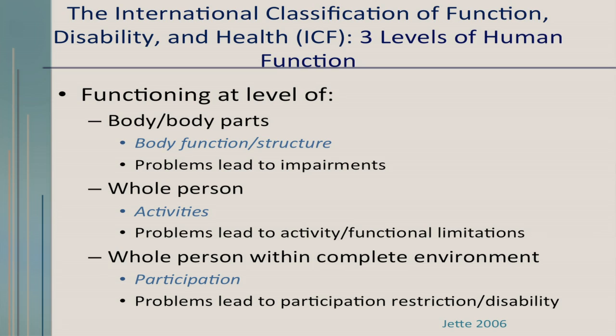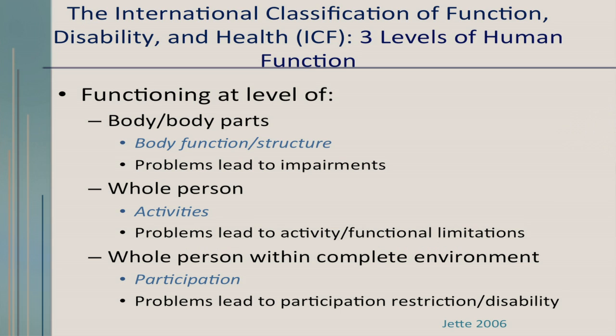Then also we look at functioning at the level of the whole person within the complete environment. This is considered the participation level, or participation within society. And so problems in this area lead to participation restrictions or disability. This is how the person with a stroke may fit within their entire environment or within society.